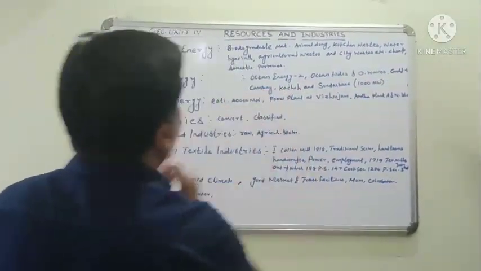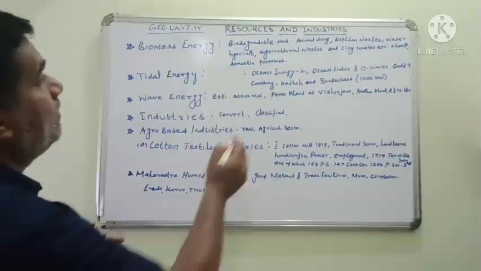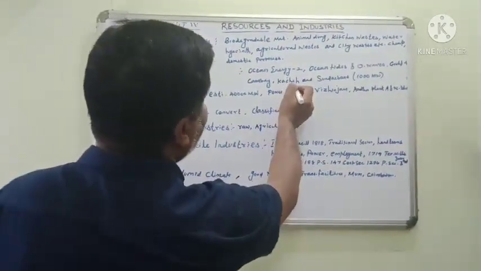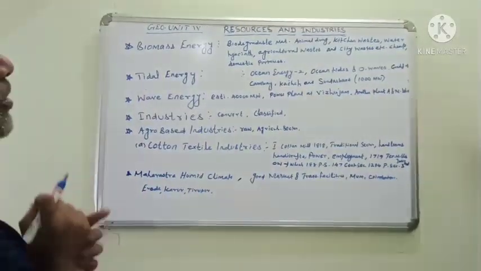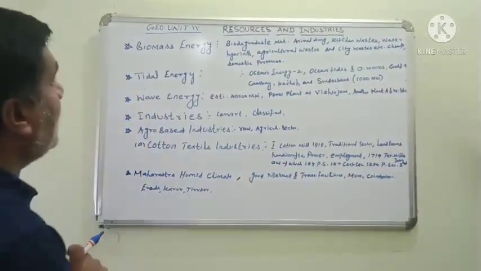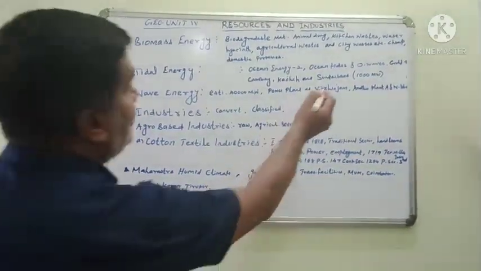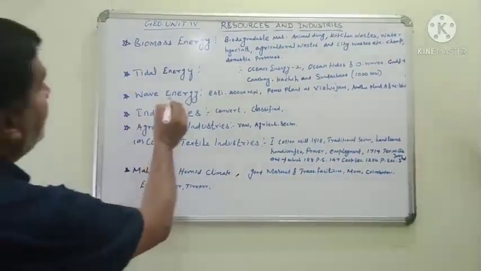The Gulf of Cambay, the Rann of Kutch and the Sundarbans are areas where a lot of tidal energy is produced. In the Sundarbans, 1000 megawatts of tidal energy can be produced. Noted. Next one, wave energy.